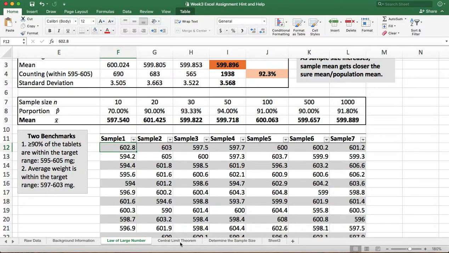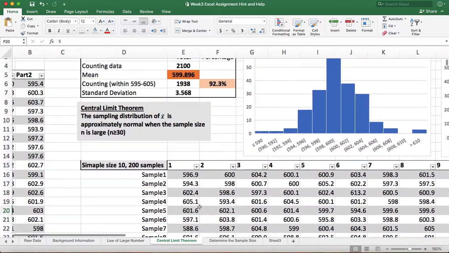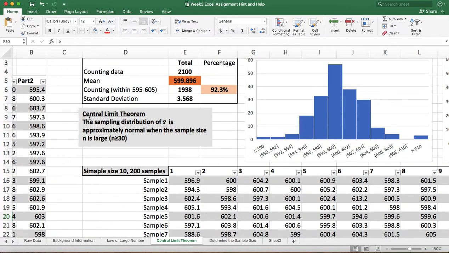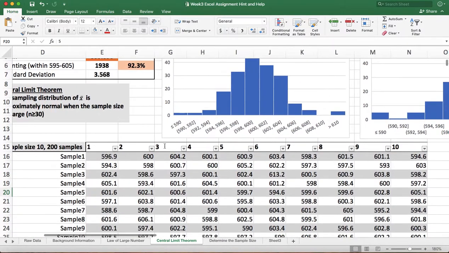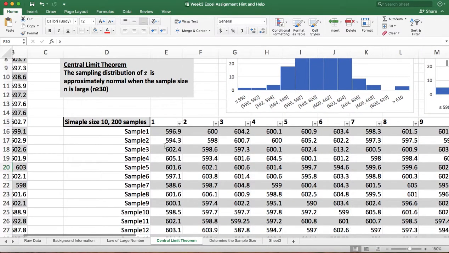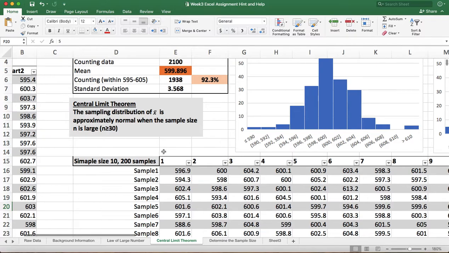Now let's go to the second basic principle. This is the central limit theorem. The sampling distribution of X bar, the sample mean, is approximately normal. That means it follows a normal distribution when the sample size n is large. What does it mean? Let's look at this example.